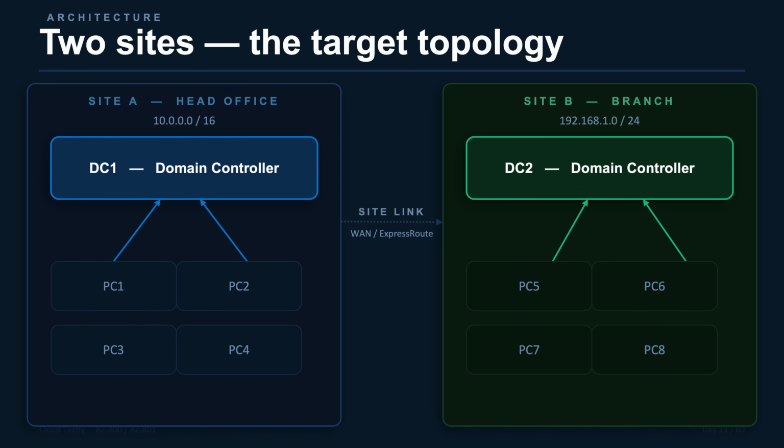Between the two sites, there is a site link object. This is what tells Active Directory how to schedule replication between DC1 and DC2. Changes in one site replicate to the other, but on a controlled schedule and compressed over the WAN. This is clean, documented topology. This is what we are configuring today.